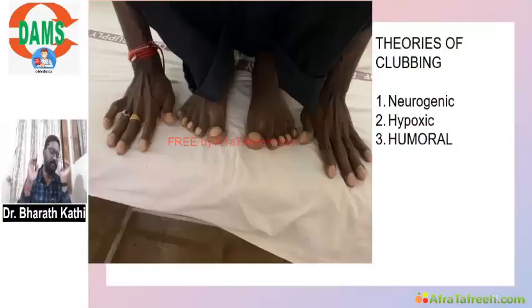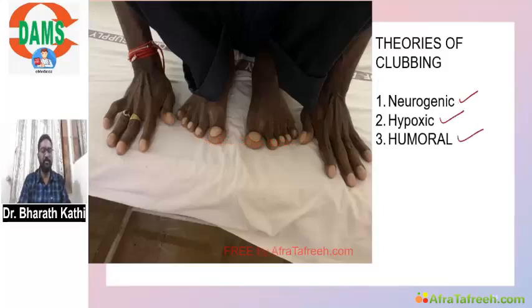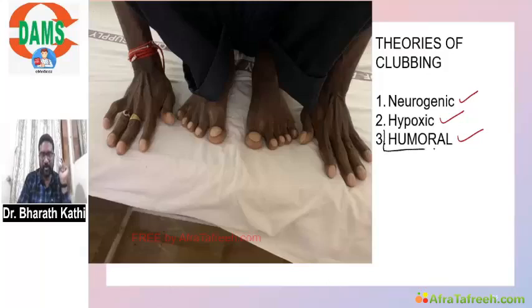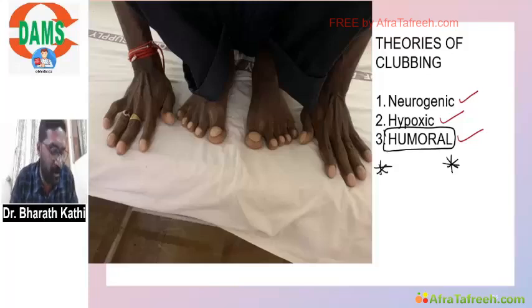Then theories of clubbing. So let us see clubbing in general. There is the neurogenic theory, hypoxic theory, and humoral theory. So the examiner will be straightforward. Once you have told there is clubbing, what are the theories of clubbing you know? Just know the names: neurogenic, hypoxic, humoral. Out of these, the most famous theory right now is the humoral theory. Humoral means it is made up of some mediators. So can anybody tell me what are the important mediators causing clubbing?